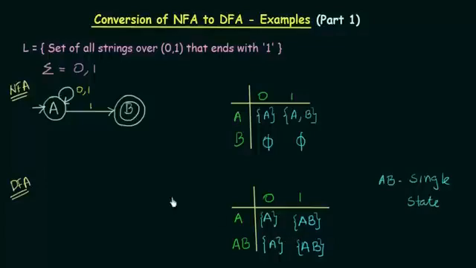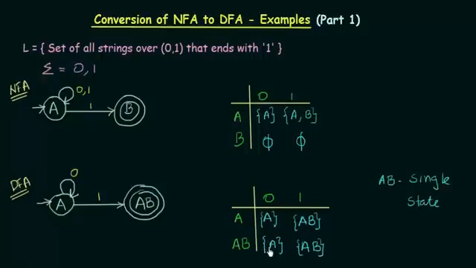Okay, so now let us draw the state transition diagram for this DFA that we have designed. So I have two states A and AB. A, which is also my starting state or initial state, and then AB. AB is a single state, and also AB will be my final state. And A on getting input 0, where does it go? It goes to A itself. And then A on getting input 1, where does it go? It goes to AB.